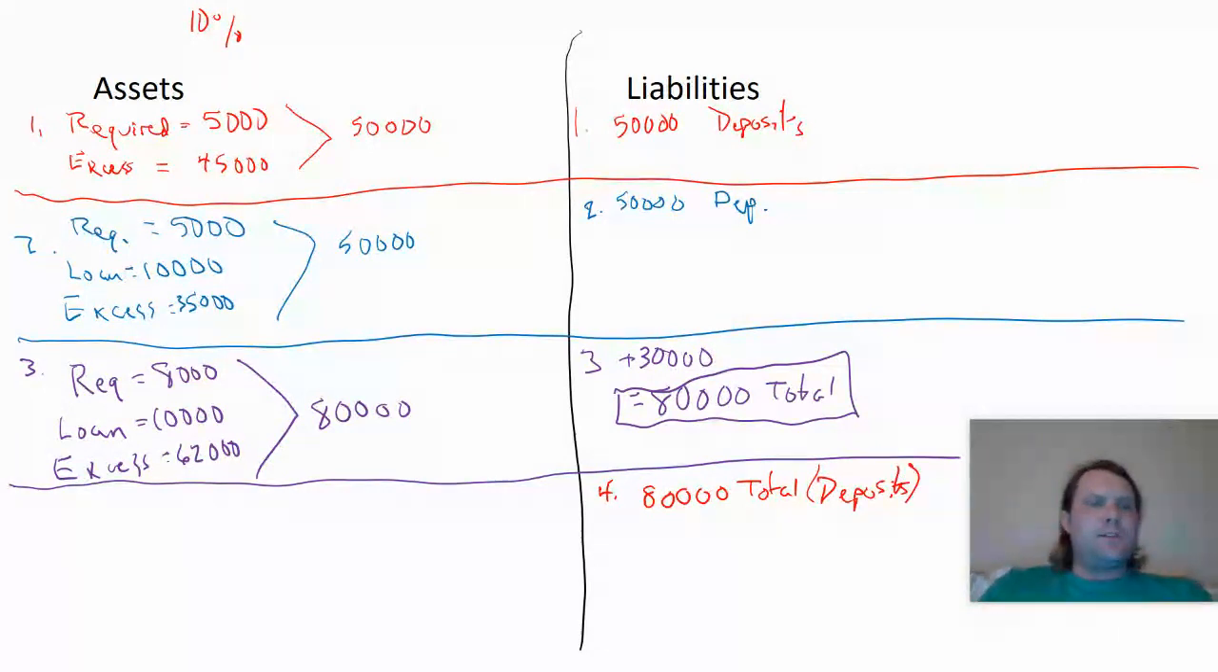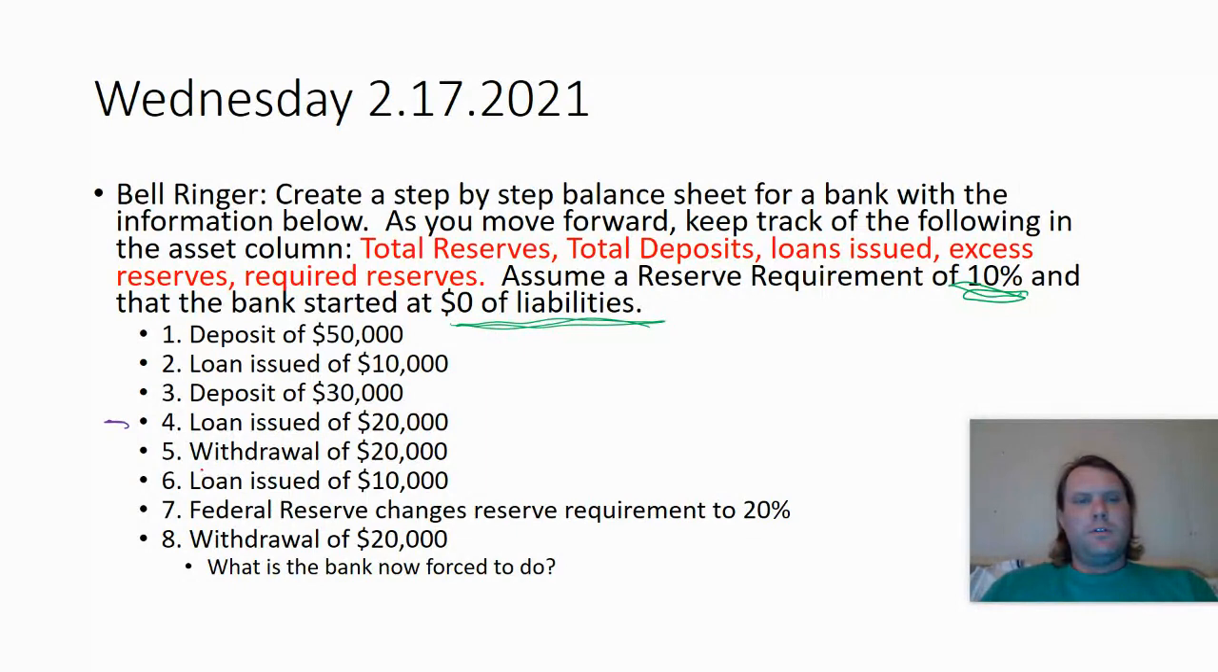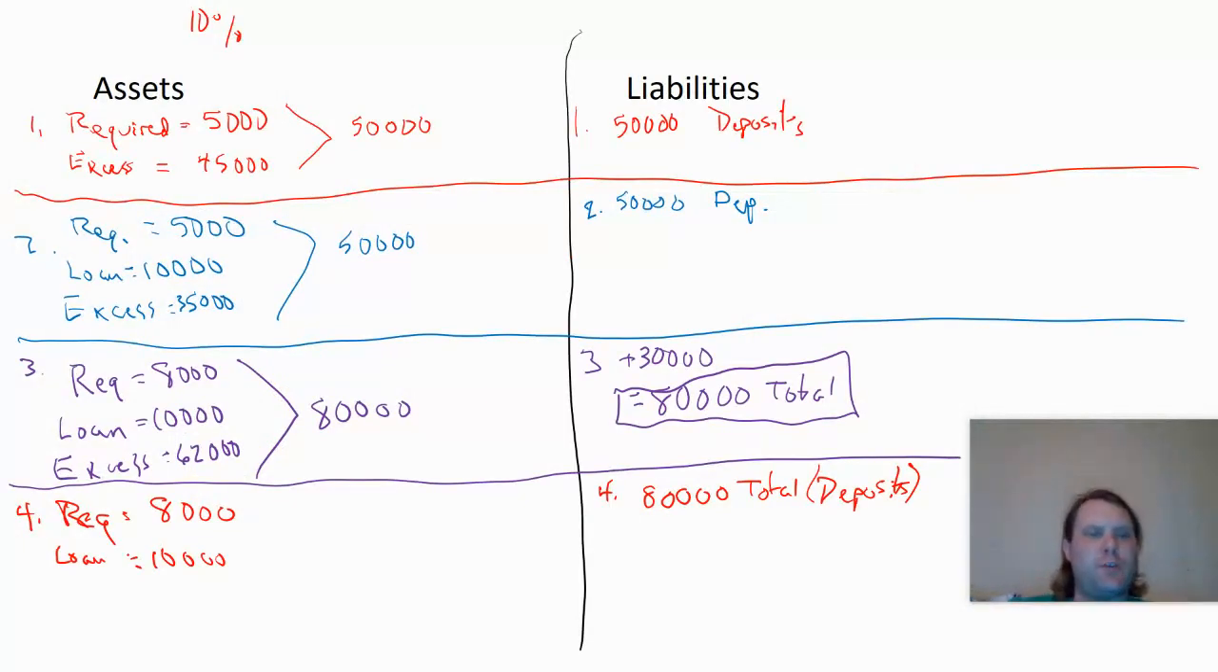So these are deposits. Well, our required reserves stay the same, 8,000. We have a loan of 10,000, and now we have a new loan of another 20,000. So I'm just going to call this loan 1 to keep them separate. And then I got loan 2 is 20,000, right?